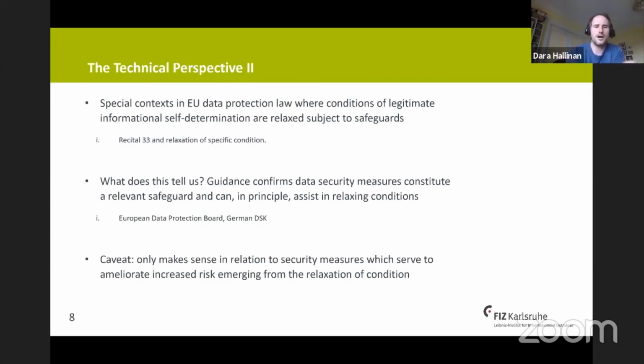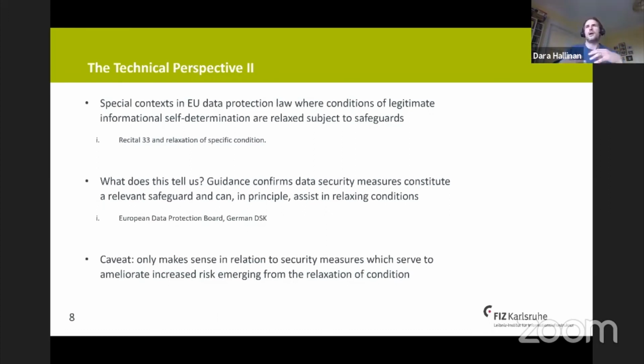Now, up to now, this guidance has tended to be a little bit scattershot, just talking about data security or talking about data security and listing some general types of data security. I think there's a caveat which can logically be added to this guidance, and it's this: only data security measures which actually serve to ameliorate the risk raised by the loosening of the specific informed condition should serve as safeguards which legitimate the use of Recital 33. It doesn't really make much sense otherwise.